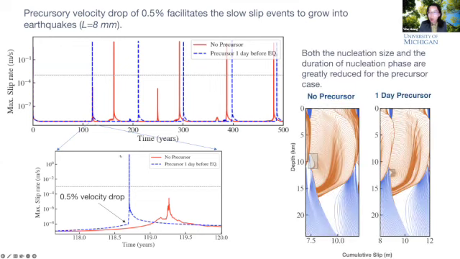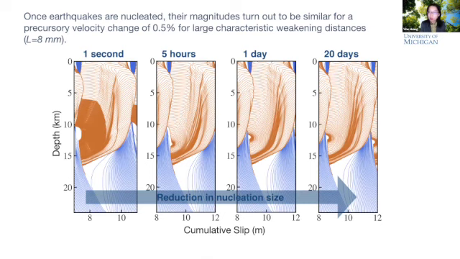And we can also look at the co-seismic slip distribution for this no precursor case and one-day precursor case. And again, if you look at this initial rupture patch for the one-day precursor, it's reduced by more than 50% compared to the no precursor simulation. However, once these earthquakes are nucleated, we find that the magnitudes turn out to be pretty similar when the L is relatively large. So here we are showing the simulations for 1 second, 5 hours, 1 day, and 20 days precursors based on different slip rate threshold.